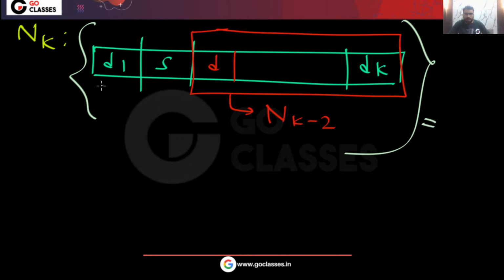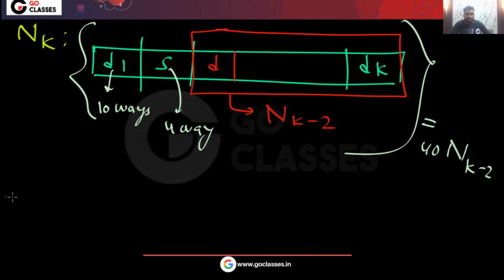That will be 10 into, here you have 10 ways. Yes or no? Here you have 10 ways, and here you have 4 ways. So in total that will be 40 nk minus 2. Is this clear? 40 nk minus 2. Or what is possible? Or this is possible.